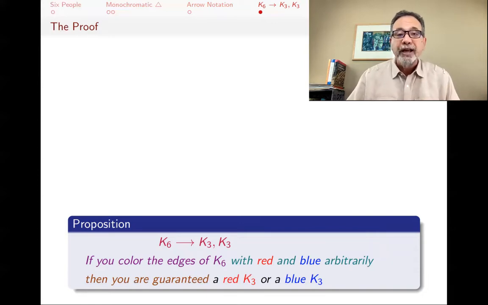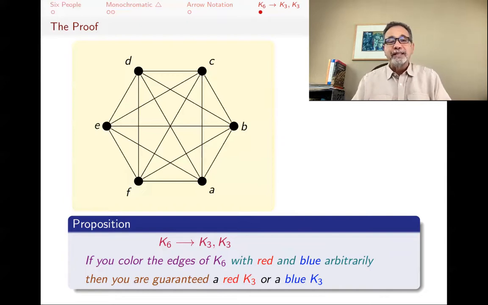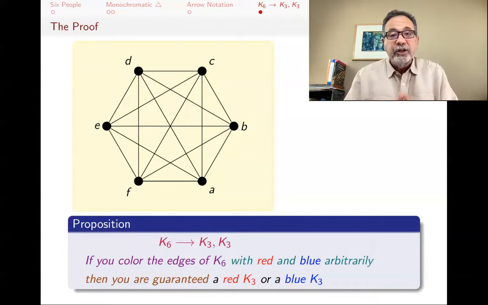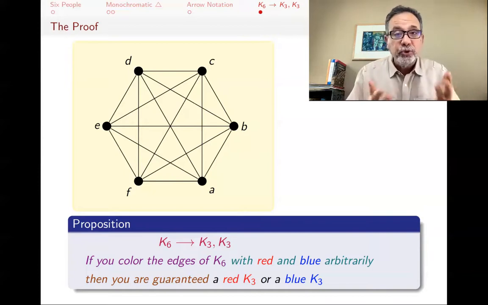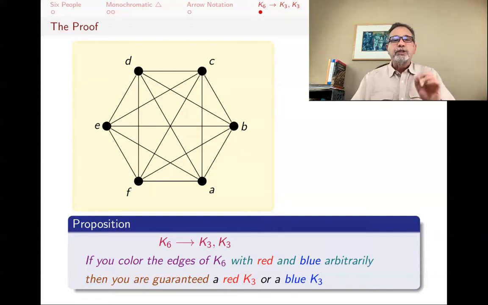And so here's the proof. I'm not going to write it down, but I'm going to draw it for you. So here's my K6, all the edges between 6 vertices, no double edges or loops. That's what a complete graph is. And then I'm going to color the edges with red and blue arbitrarily. I can't actually do the coloring because I don't know how you might color this, so you do the coloring for me. I have to convince you that no matter what coloring you do, there will be a red K3 or a blue K3.